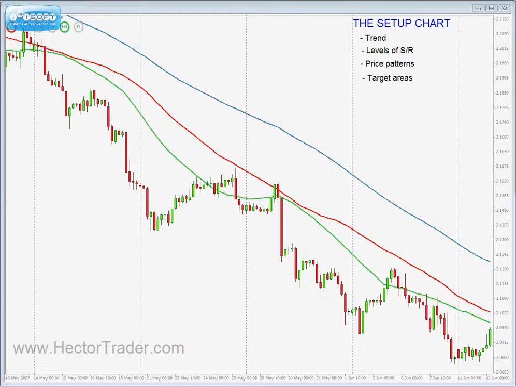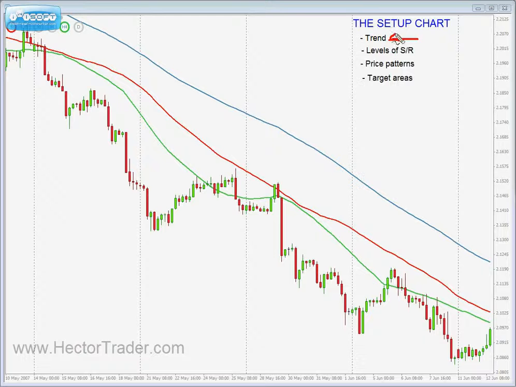Okay, let's begin with the setup chart. The setup chart has, in my opinion, or the way I personally use it, four main uses, okay? Four main reasons to be used. That's trend establishment, then seeking levels of support and resistance, also trying to spot price patterns, and of course also defining what my target areas are going to be for any particular trade should I decide to indeed take a trade. Okay, all right, let's begin with the trend establishment.